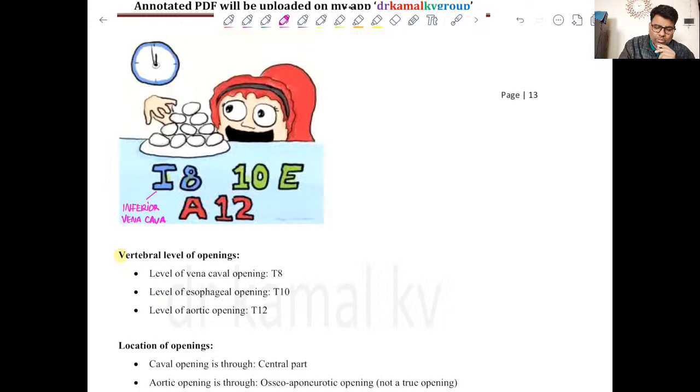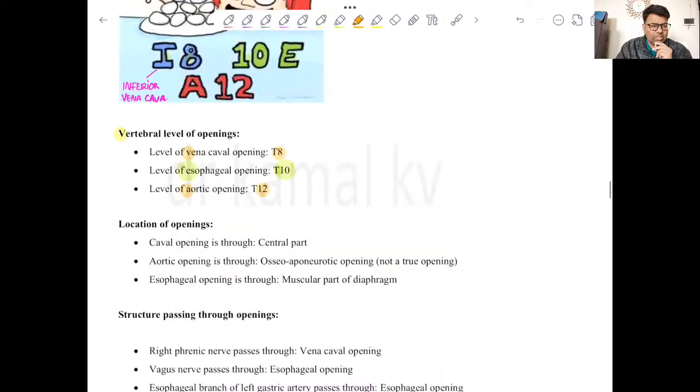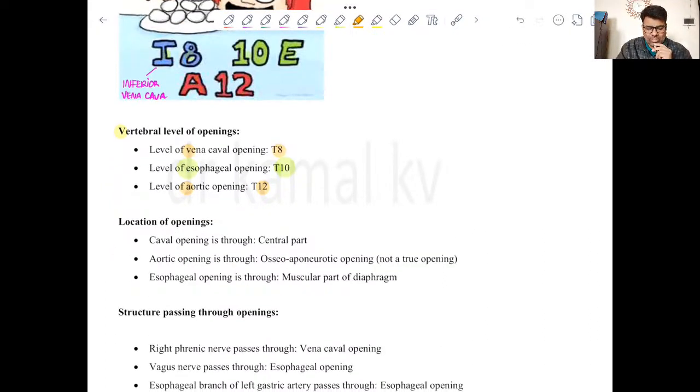Clear? So I ate 10 eggs. Now 10 is for esophagus, at 12. So 12 A for aortic. Clear? So you can remember like that. I ate 10 eggs at 12. So these are the different vertebral levels.